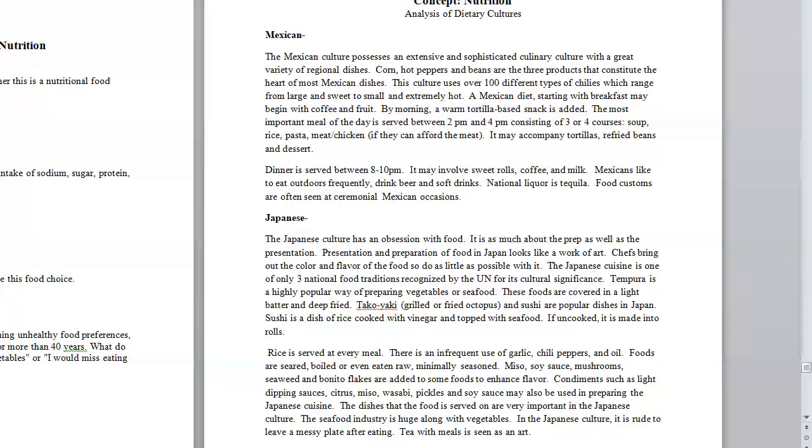Could have soup, rice, pasta, meat, and chicken, if they can afford the meat, and it may accompany tortillas, refried beans, and dessert. Dinner is between 8 and 10. It may involve sweet rolls, coffee, and milk, and Mexicans like to eat outdoors frequently, drink beer and soft drinks. National liquor is tequila, and food customs are often seen at ceremonial Mexican occasions.